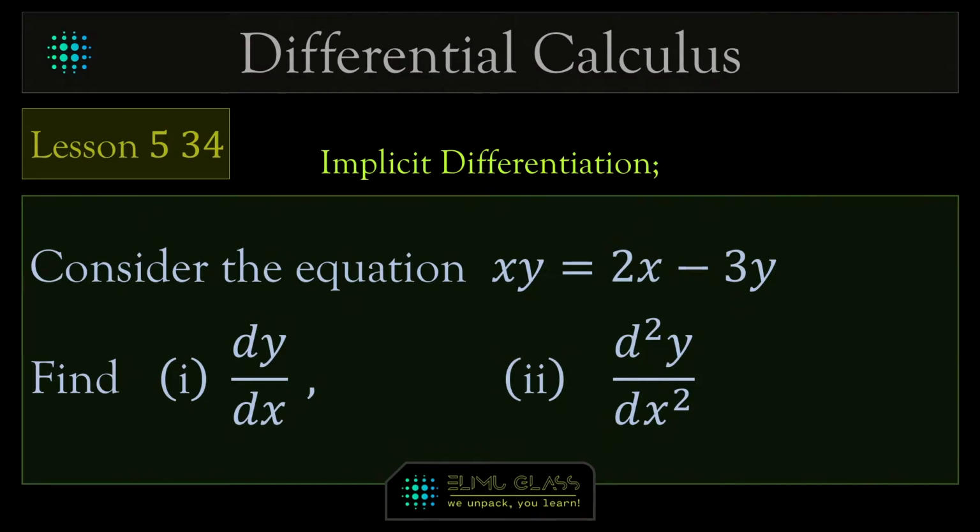Okay. Here is a question that we want to look at. Consider the equation xy = 2x - 3y. You're asked to determine the first derivative and the second derivative. So the first one there is dy/dx, meaning the first derivative, and the second part is d²y/dx², which means you're looking for the second derivative.